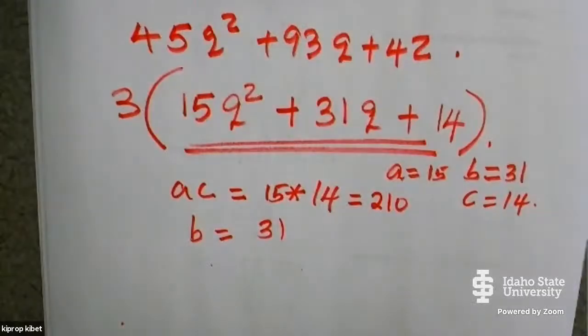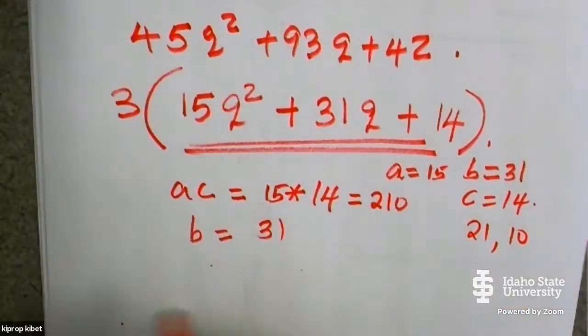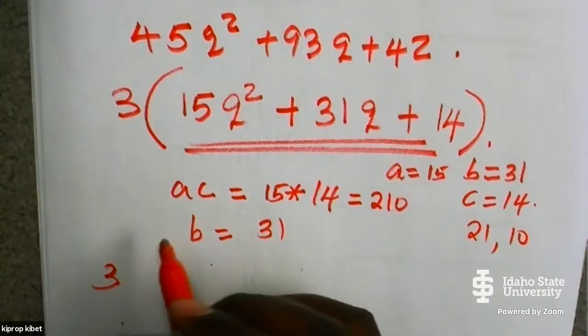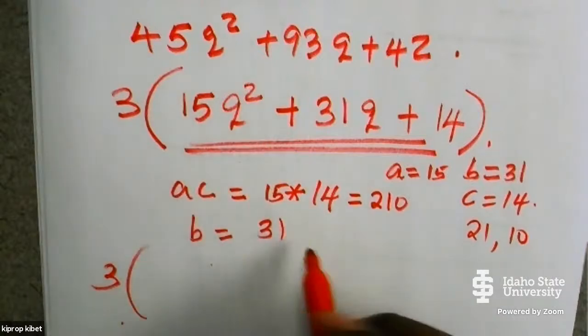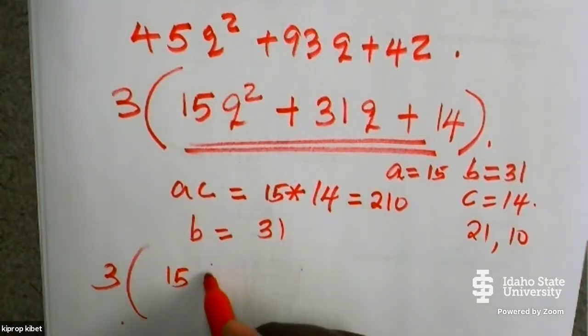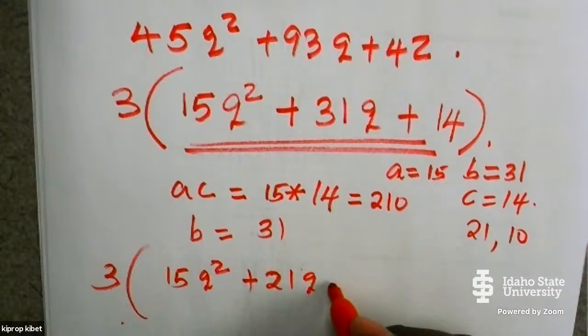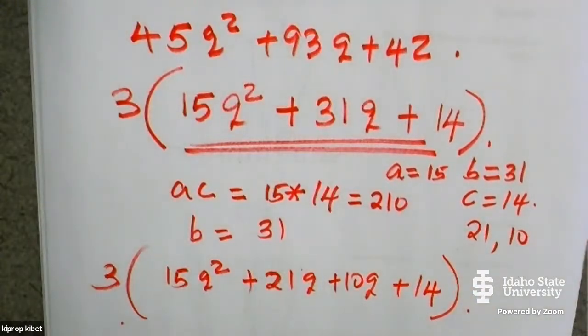So 21 and 10. So bring it back here. So 3 is outside. So then 15Q squared plus 21Q plus 10 plus what? Plus 14.